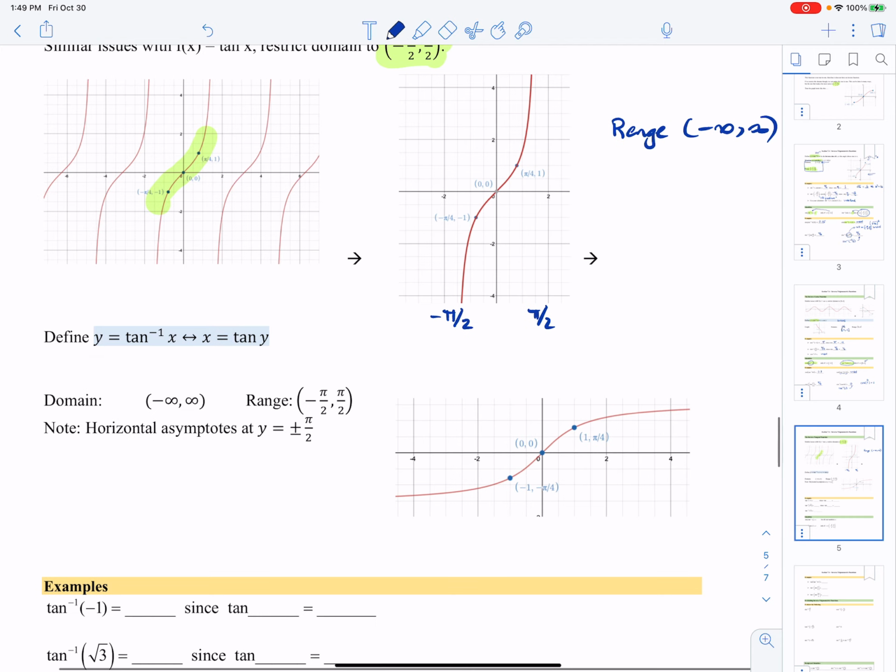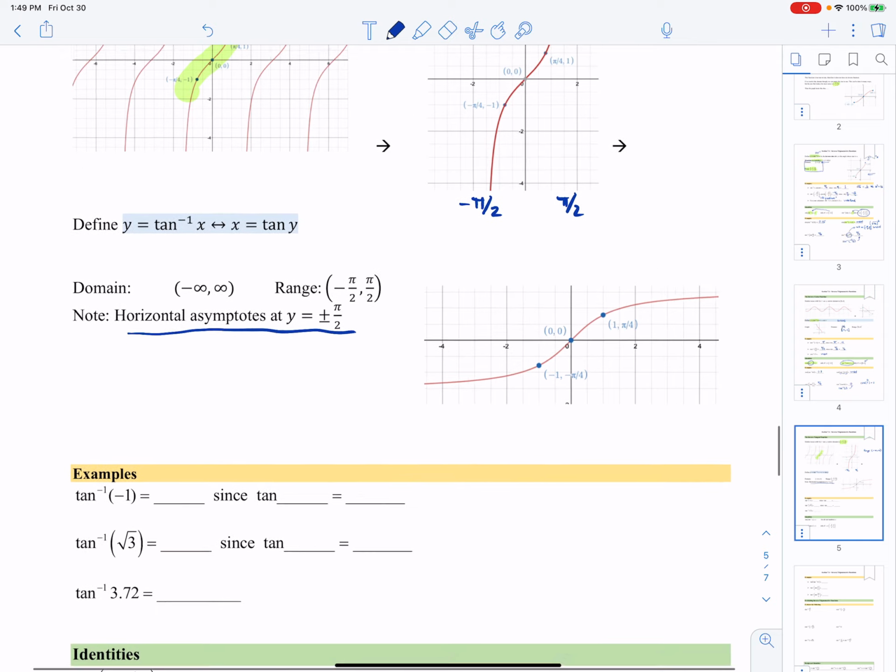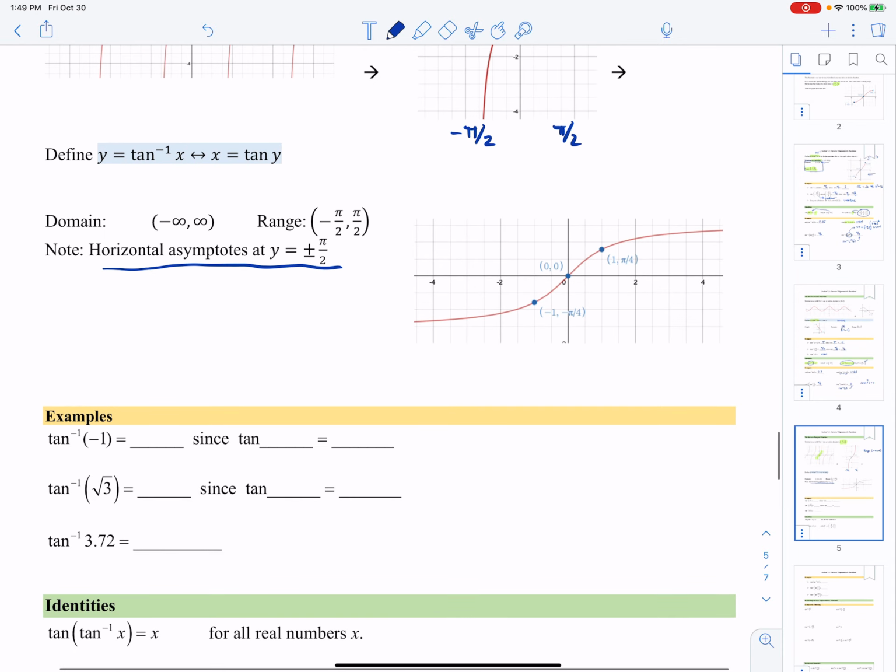So when we go to the inverse, everything flips. Okay? So the domain is now negative infinity to infinity. The range is now negative pi over 2 to pi over 2. And we have horizontal asymptotes when y equals plus and minus pi over 2. So this is an interesting graph. So let's look at exact values here.